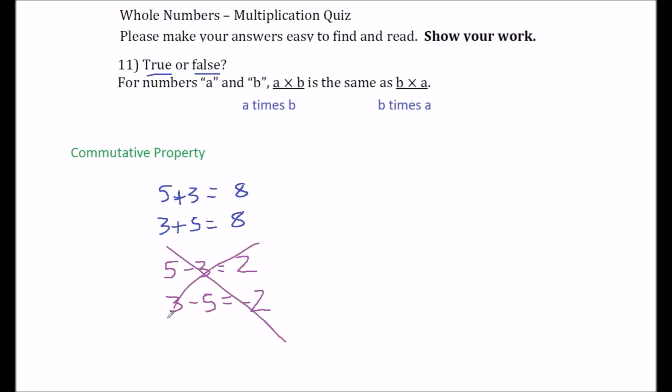So subtraction does not work, addition does, but we're asked about multiplication. We're asked about times. So we might just try an example. If we pick maybe 5 and 3, and we think to ourselves, okay, 5 times 3 and 3 times 5, what do we get in either case? 5 times 3 is 15, and 3 times 5 is also 15. So it appears that it doesn't matter. It appears that they are the same, which is what the question is asking us. And actually, this is a property. This works. So the answer here is true. And that's our multiplication quiz.